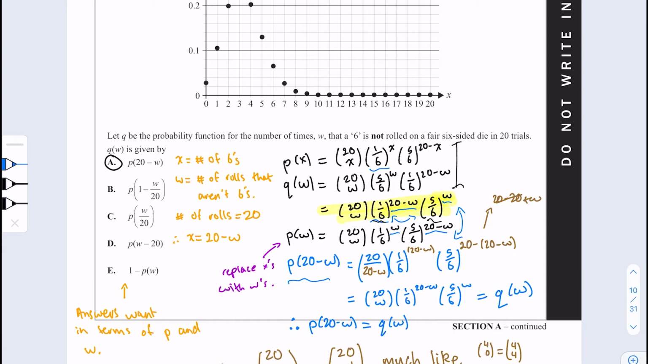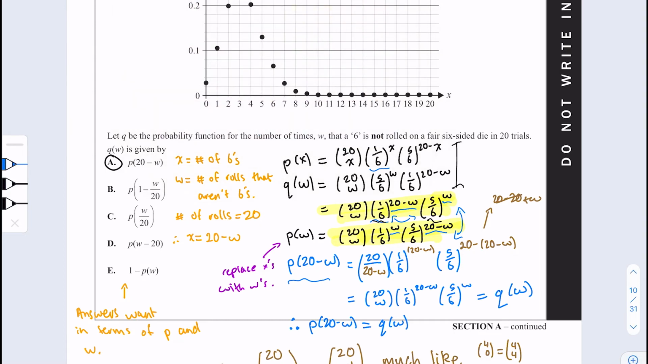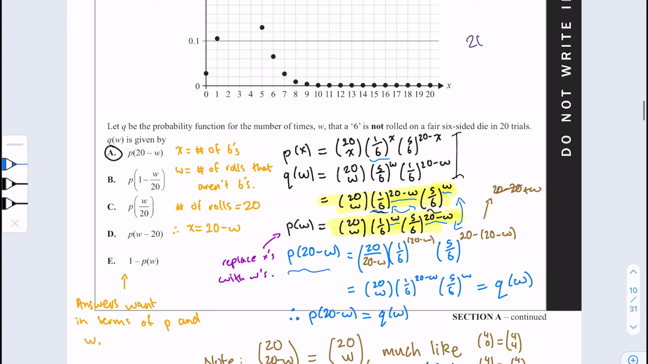This is Q of W, and this is P of W. Now we can see the only differences between P of W and Q of W are the powers here, right? So the way we make these the same powers is by putting in 20 minus W. So for example, how do we make 20 minus W equal to W?